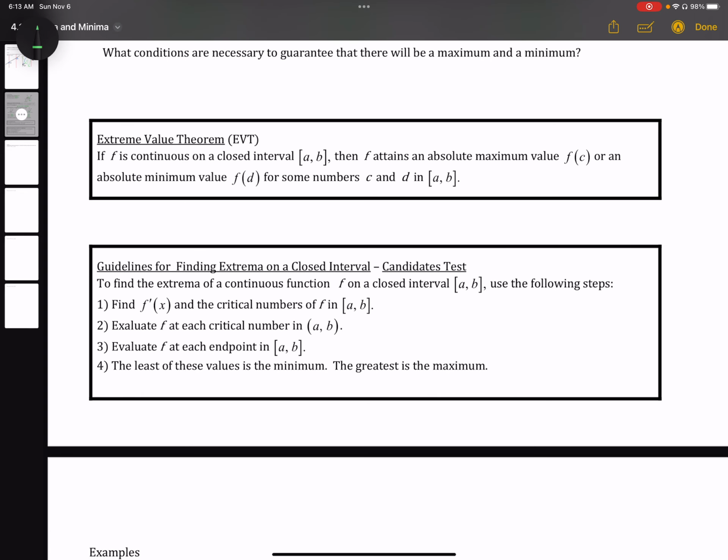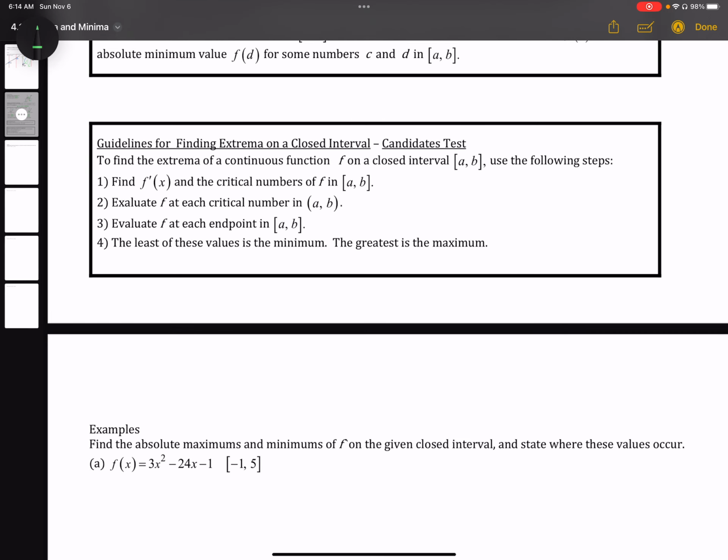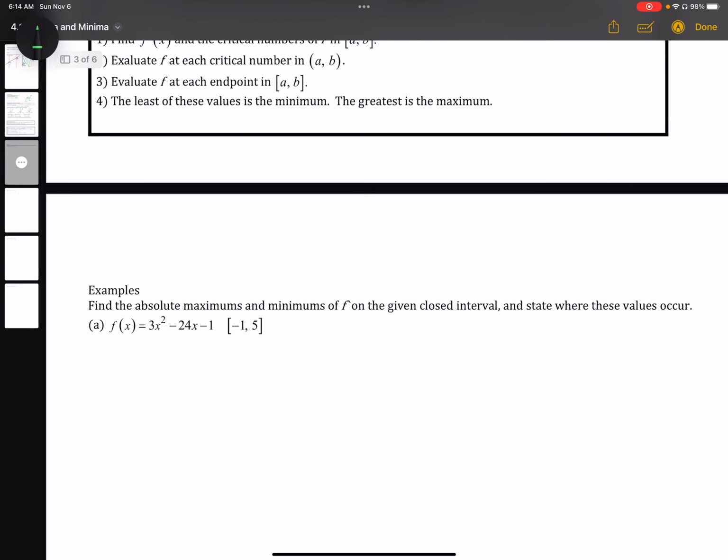So the process of doing this is very straightforward. We find our critical values. They have to fall between our endpoint values, and then we evaluate the function at the endpoints and the critical numbers. The highest value is the maximum. The smallest value is the minimum. I've graphed these on Desmos ahead of time so our eyes can confirm what our math tells us.